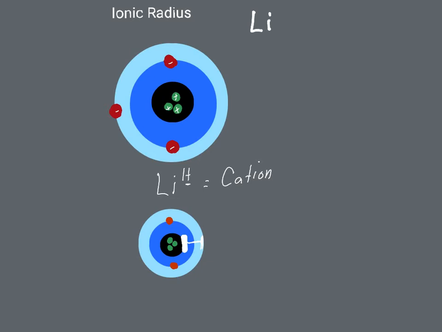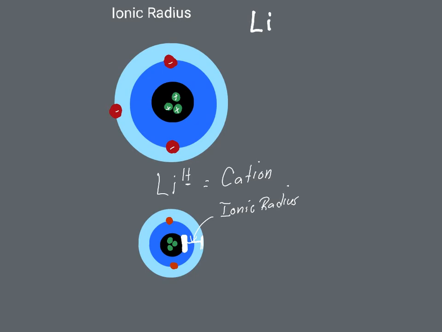Now, because this is now an ion, it's no longer just an atom. This distance here, the one that has shrunk, is not called the atomic radius anymore. It's now called the ionic radius. Okay, so now you have an ionic radius. So what's the trend on the periodic table?